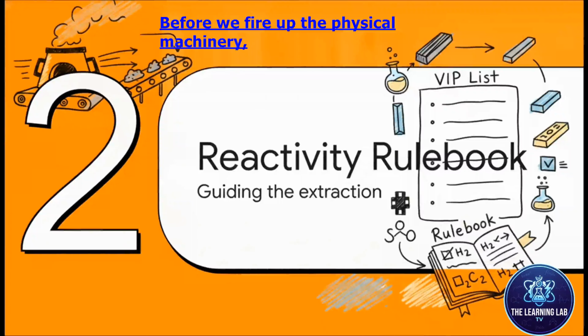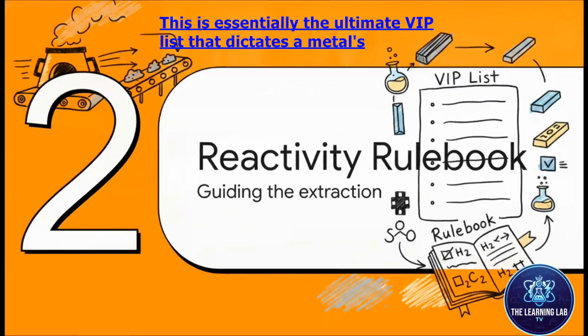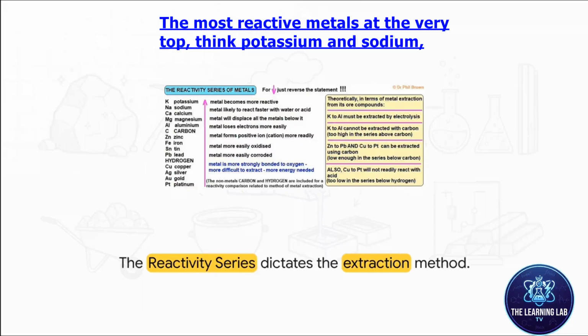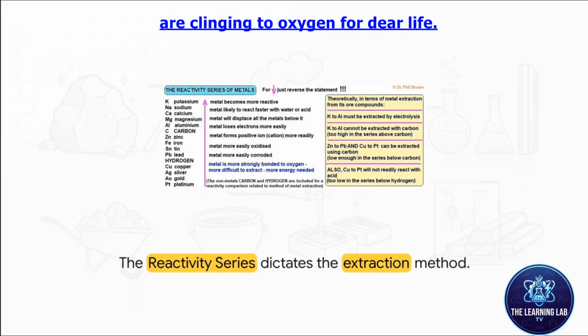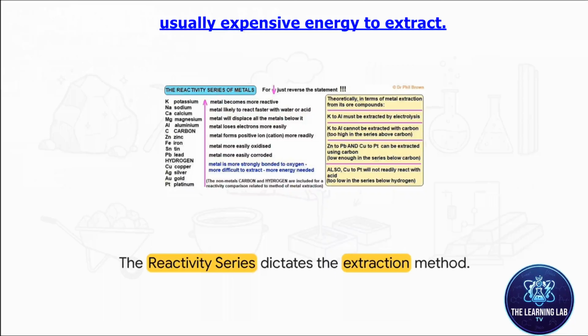But hold on, before we fire up the physical machinery, we've got to talk about the rules. Section 2, the Reactivity Rulebook. This is essentially the ultimate VIP list that dictates a metal's fate. The reactivity series is absolutely crucial here. The most reactive metals at the very top, think potassium and sodium, are clinging to oxygen for dear life. They are notoriously stubborn and demand intense, usually expensive energy to extract.